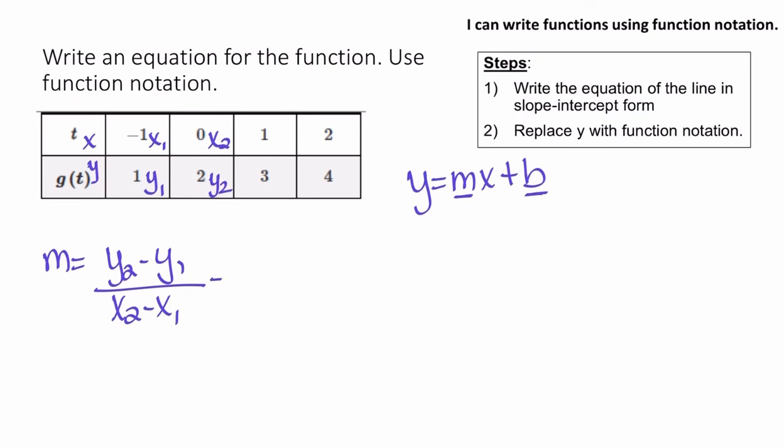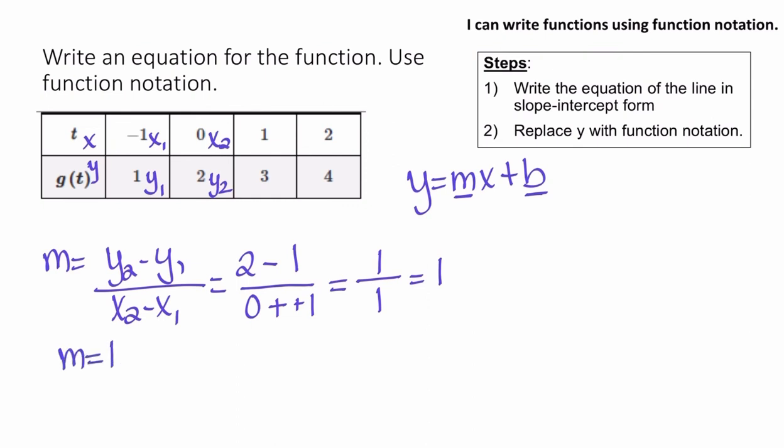So now I'm going to plug into my formula with the values that I've labeled. So I have y2, which is 2, minus y1, which is 1, over x2, which is 0, minus x1, which is -1. So now let's simplify this. 2 minus 1 is 1. And then I have 0 minus -1. That minus negative is once again going to become plus. 0 plus 1 is 1. 1 divided by 1 is just 1. So my slope, which is m, equals 1.